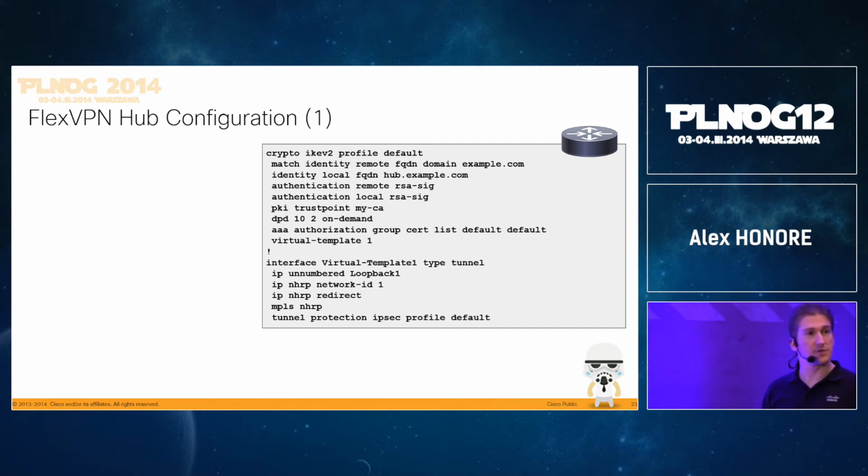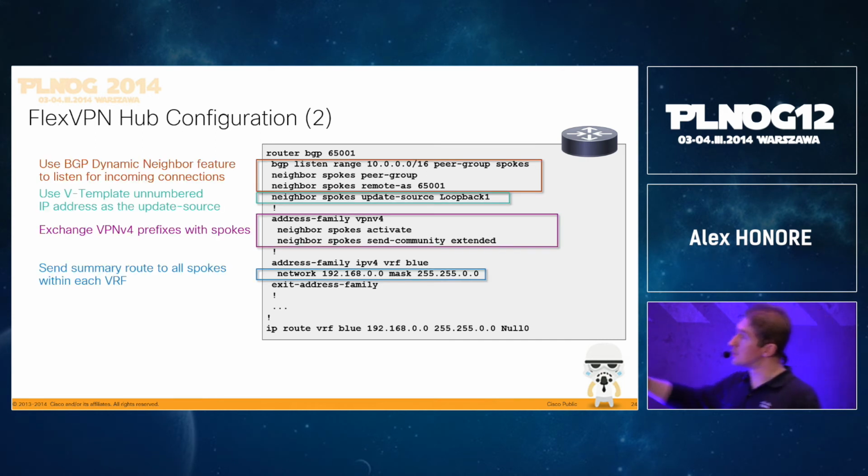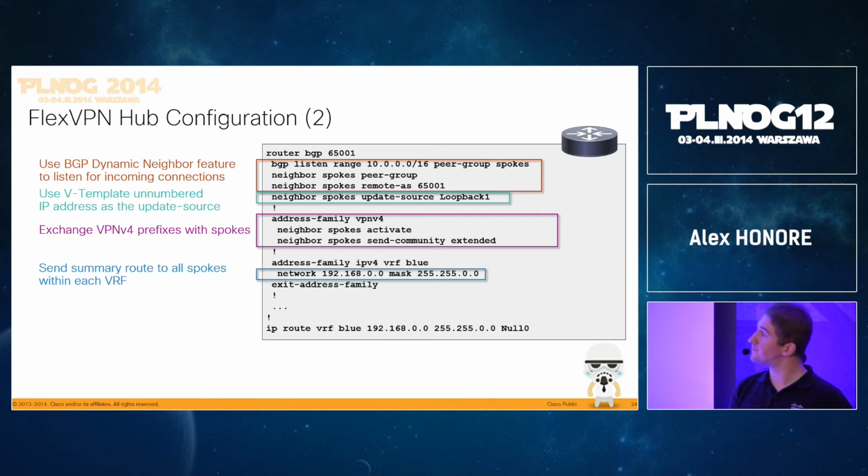Again, it's a pretty short config. In BGP, all you have to do on the hub side is listen to incoming connections using the dynamic neighbor feature, which is very handy. No need to configure spokes one by one. You can just listen and establish neighborships like that. You source your updates from the loopback that you just advertised, so your local BGP endpoint is going to be reachable over the VPN by the spoke.